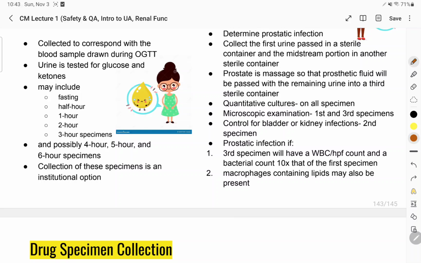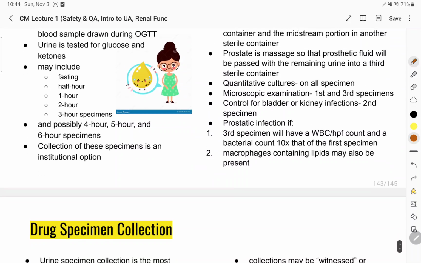Your second is the midstream clean catch, so it is the control. So for example, your first has bacteria, and your second has bacteria, and then your third has none. So it could be a bladder or kidney infection. But if for example the first, second, and third all have bacteria, it could be a prostatic infection. Okay? Or for example, the first is positive, the second has none, and the third is positive, it is a prostatic infection.